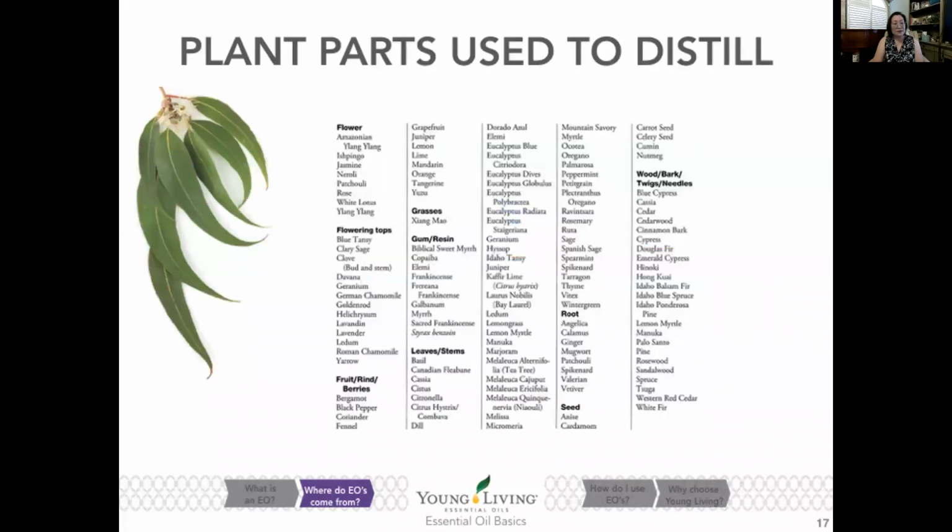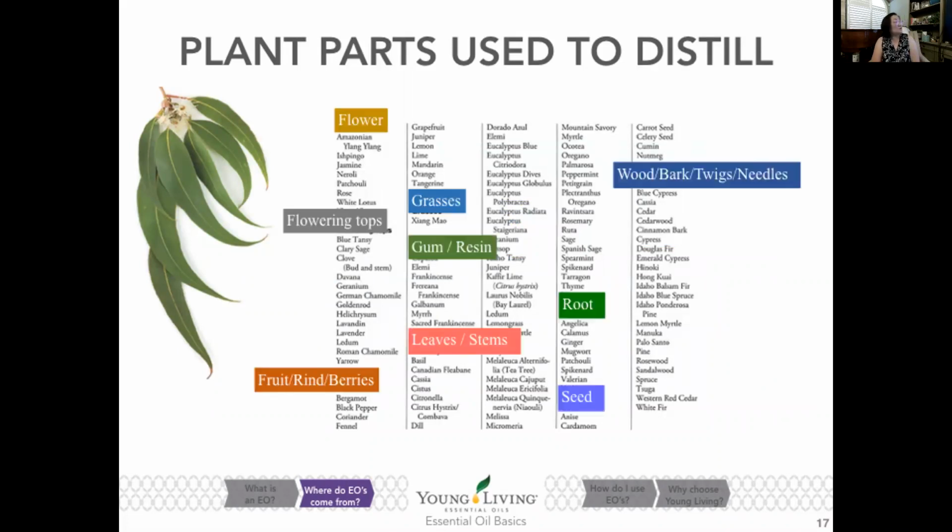Now, the plant parts that are used to distill, there are so many. We've got, again, the flower, the flowering tops, the fruit rind and the berries, the grasses, the gums, the resins, the leaves, stems, root, seed, wood, bark, twigs, and needles.